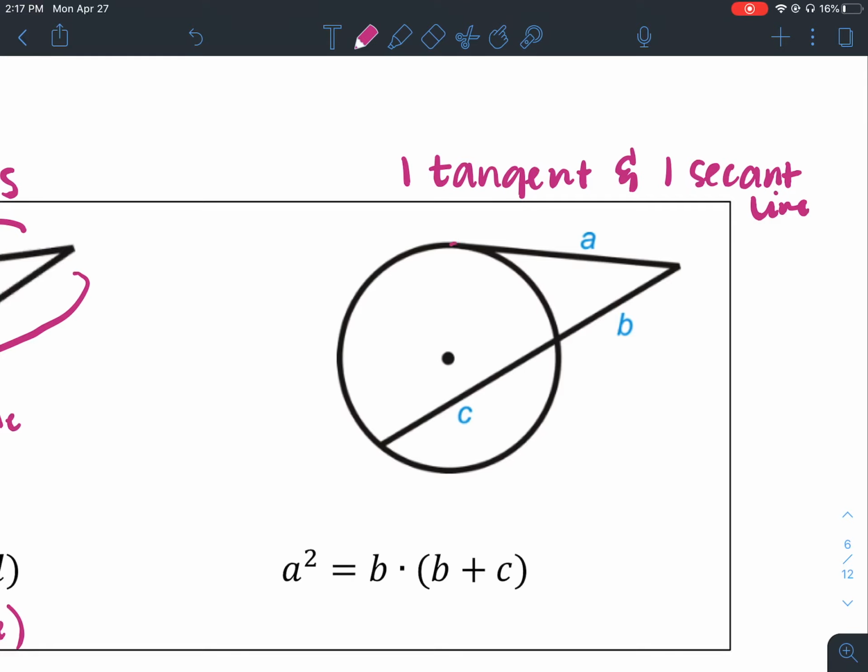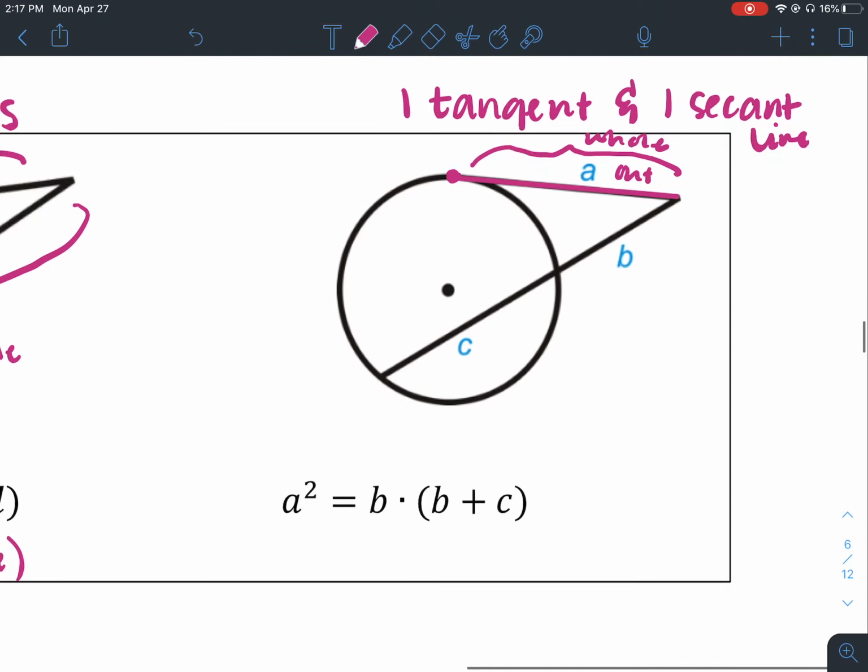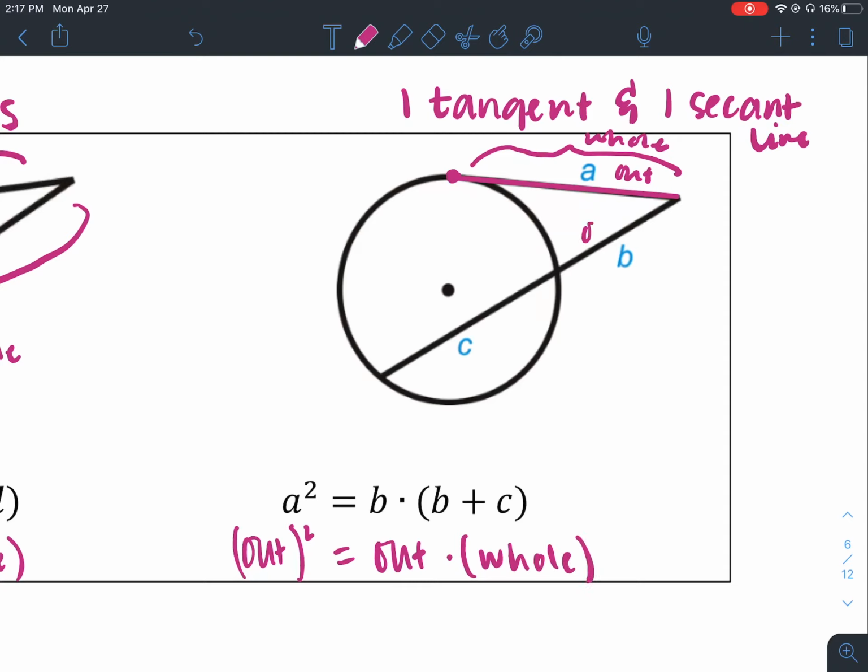So remember, your tangent line is going to brush up against the outside. It will never enter your circle. So your outside piece is the same thing as the whole piece. They are the same thing. There's no difference between them. So what changes is we still have outside times whole, but for the tangent, that's both A, so it's A squared, or outside squared equals outside times the whole piece. So that's the same thing that's happening. Outside times whole equals outside times whole.